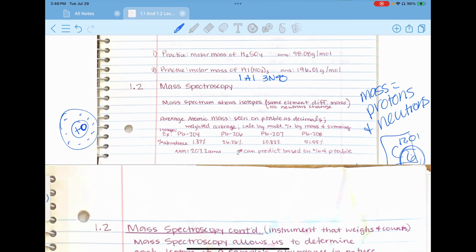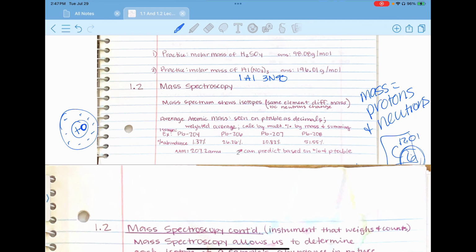Okay. Now we look at the abundance of those. What does that mean? That means how much of it actually exists in the sample. For the periodic table, we're looking at how much of it on Earth exists. Right? How much of the lead on Earth is lead 204? Only 1.37%. That's a small amount, right? Lead 206, 26%, 20% for 207. Finally, 208 is 51%.